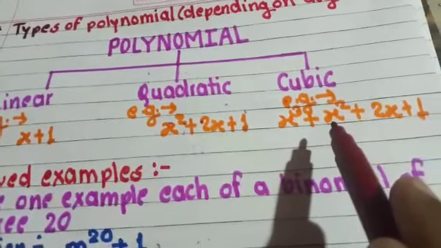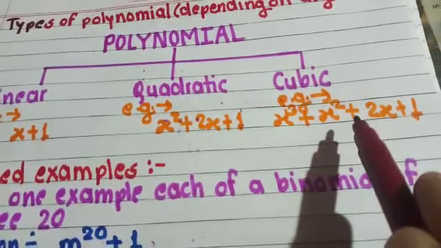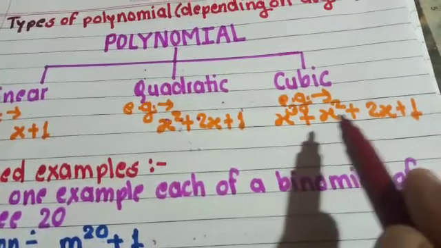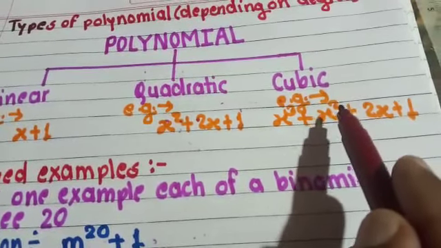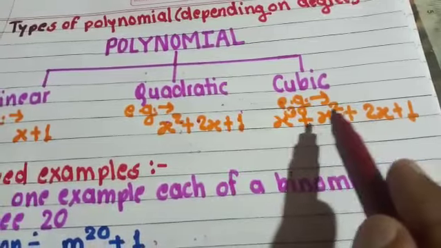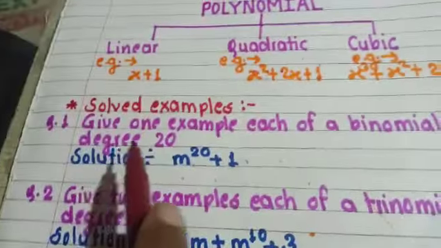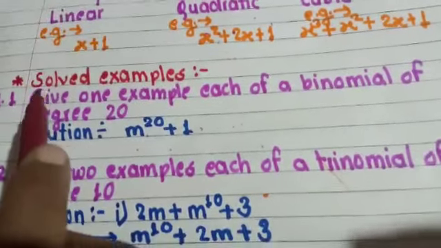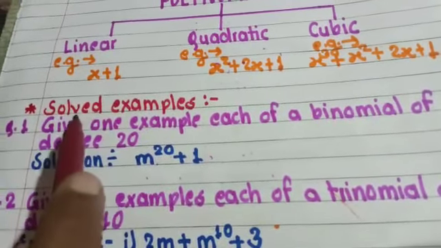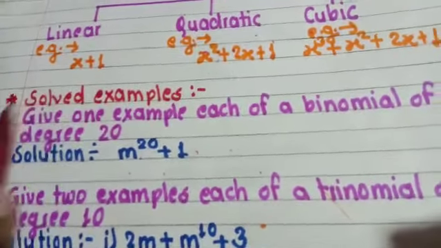Now here see, the example is given as x cube plus 2x square plus 1. In that, the highest power is 3, that is, the degree is 3. So that is your cubic polynomial. Okay, now we will see some solved examples which are based on this learned part.